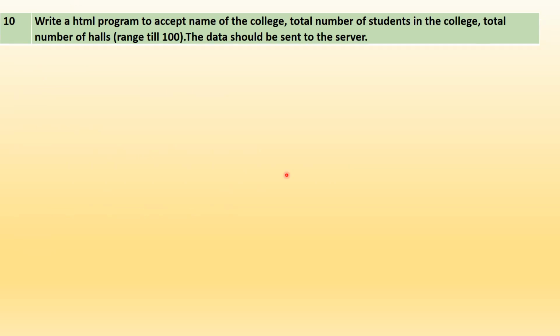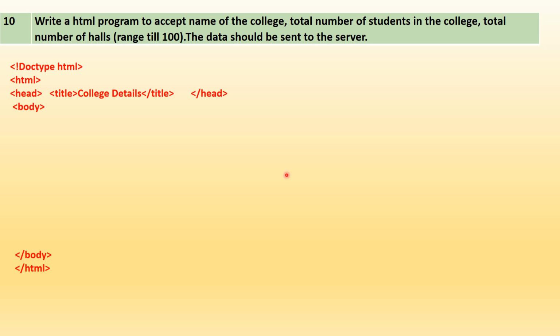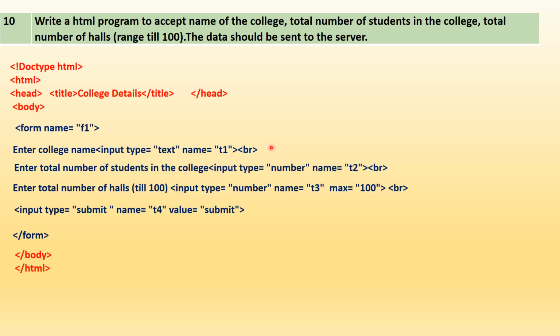This is to accept name of the college. So it is college details as title. To enter college name, input type is text. Total number of students in college, so that is input type equal to number. Total number of halls, they've mentioned the range till 100, so that the max equal to 100 should be there, and input type is number. Data should be sent to the server. Input type is submit and value is submit.